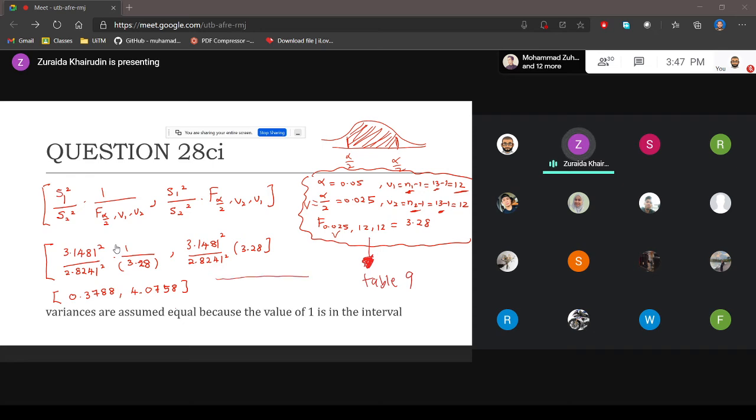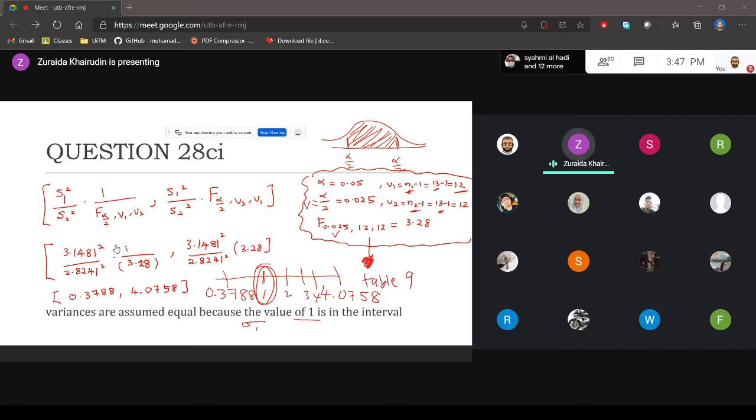Just now I said only two possible answers. Okay, so you do a number line, if you want to see clearly, this is 0.3788. Don't forget to leave your answer at least 3 decimal places. Okay, I believe this is 0.3. There must be value 1 here. There must be value 2. There must be value 3. But we only concern value of 1. Yes, variances are assumed equal because the value of 1 is in the interval.